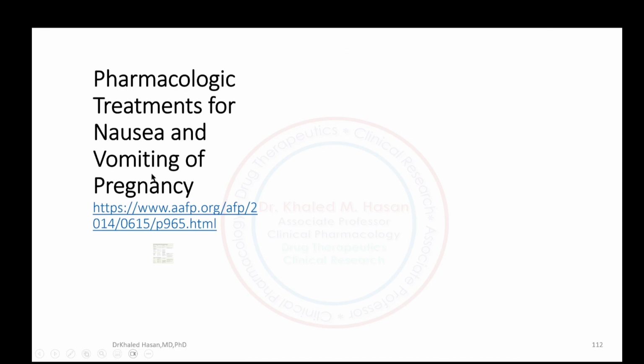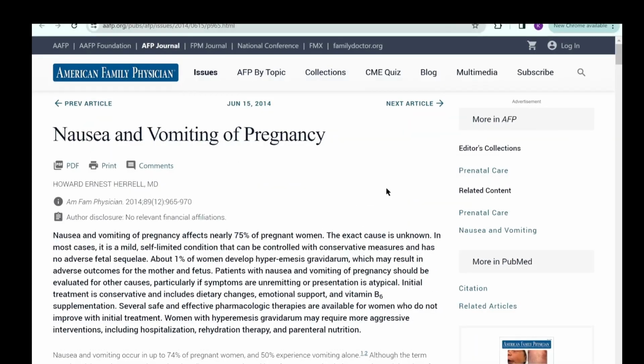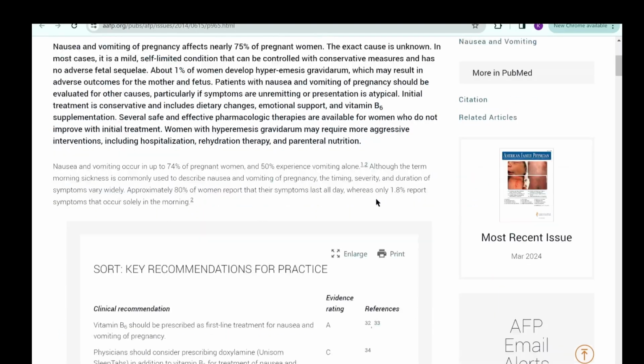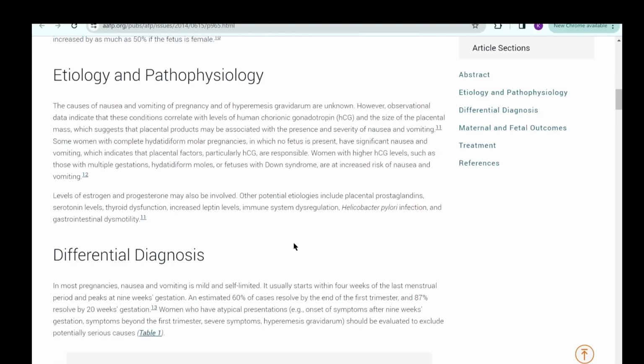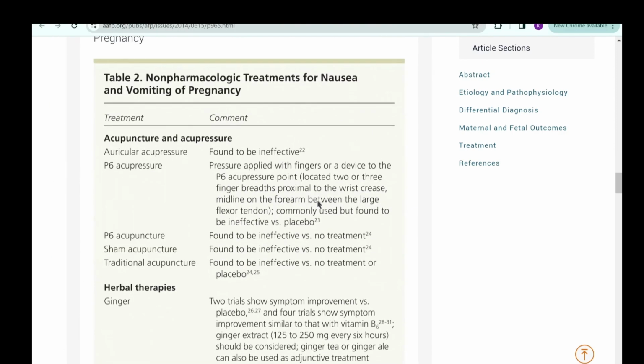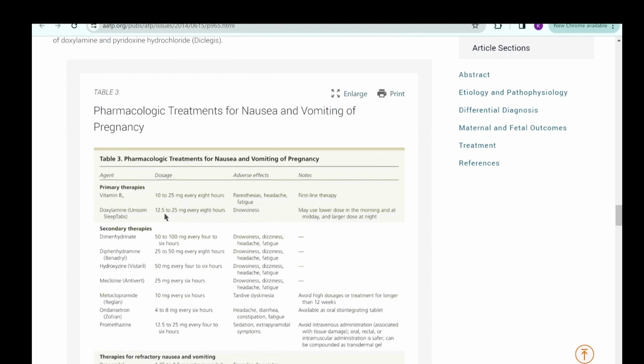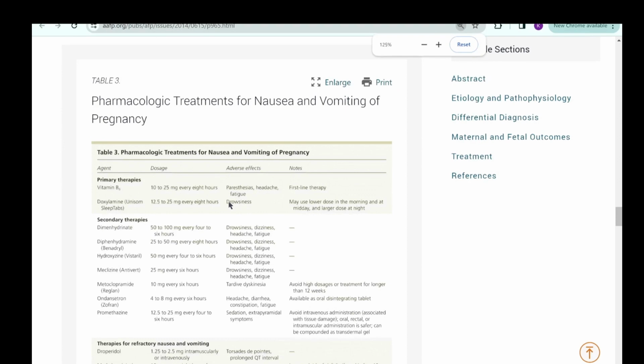Moving to nausea and vomiting during pregnancy. What type of medication are we going to use? I prefer to review this article with you together. This article was published in American Family Physician. The article is titled nausea and vomiting of pregnancy. I will scroll down to the medications available for this case. Under treatment, we have ginger, for example, discussed as a possible remedy for nausea and vomiting. Then the pharmacological treatment; I will try to make it a little bigger.